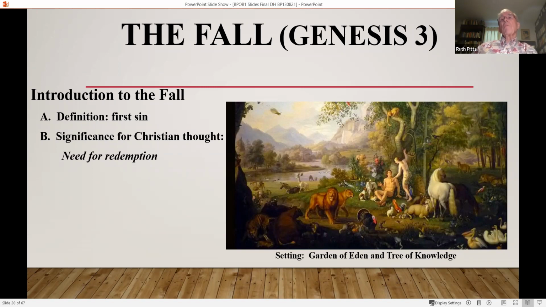And then we move on to the fall, which is the name given to the sin of Adam and Eve in Genesis 3. The significance for Christian thought is that if that's the case, then there's the need for redemption. You could look at the Bible this way: chapters 1 and 2, there's creation. Chapter 3, there's sin. And the entire remainder of it is, how are we going to reconnect with God? How are we going to be redeemed? How are we going to be saved? How are we going to restore our relationships with one another and with the world around us?